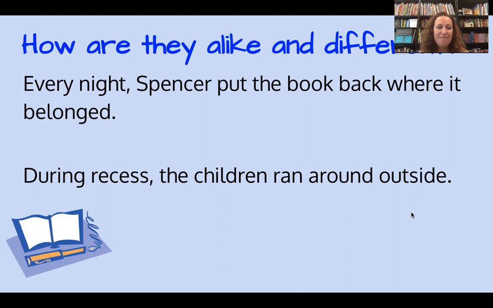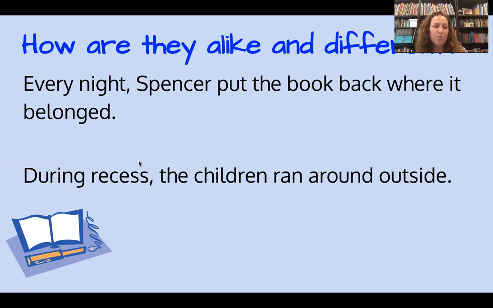So you may have noticed that the first sentence uses a name, Spencer, and the second sentence does not use a name. The children, that's not the name of anyone in particular, so there's no capital letter there. You may have noticed that both have a subject and a verb. Spencer put and the children ran. You may have noticed the extra details, of course, around outside and where it belonged.